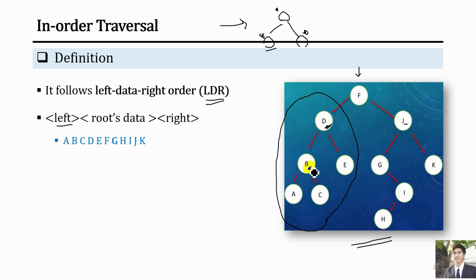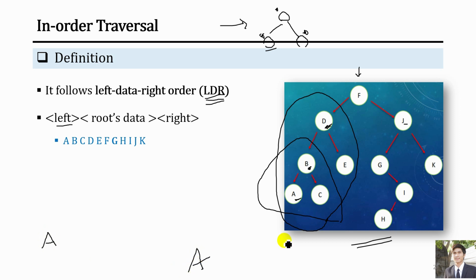And now we are reaching B, okay, but B here is also considered as another subtree, as you can see here. So it means that B is the root, so we cannot display B yet. Now we go next to the left, the rule is left, data, right, so we go to the left. So left of B here is A. Letter A has no other left or right, so we display A first. So we get A, let's put it here.